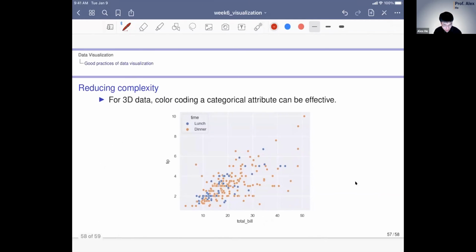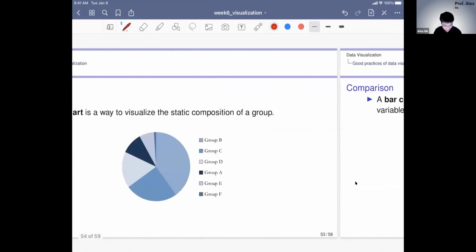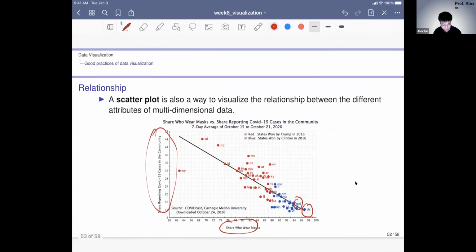Okay, so what you could do instead is to add that 3rd dimension using colors. So we have actually seen this in the slide 2 slides before, right? In this figure, there's actually 3 dimensions. One is the x-axis, people who wear masks. One is the y-axis, the share of COVID cases. And then the 3rd dimension is whether it's a Democratic or a Republican state. And this 3rd dimension is represented by different colors.